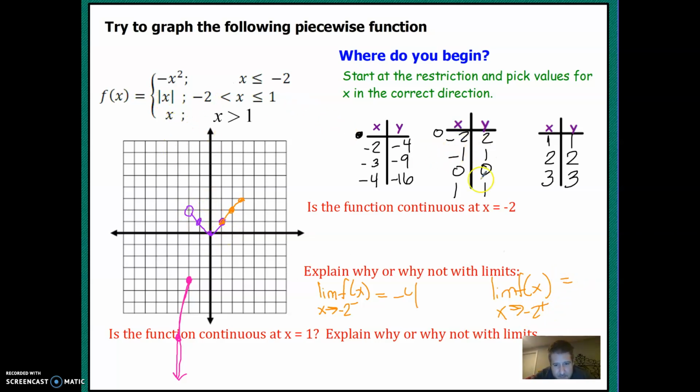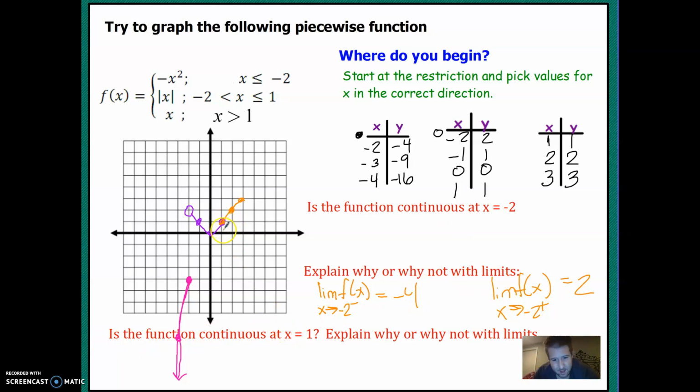So if I put that -2 in, I end up getting an answer of 2. Now, clearly I'm getting two different answers because I'm using two different equations. And that doesn't always mean that's the case, because actually right here you get the exact same answer, which tells me that there's jump continuity. So that's proving it. Is the function continuous at x equals 1?